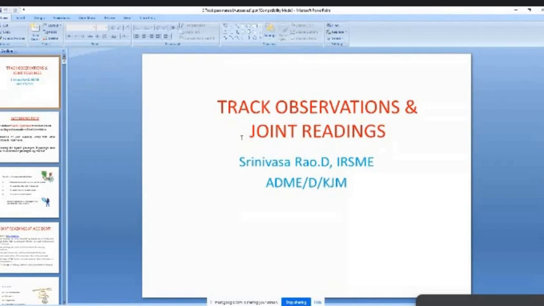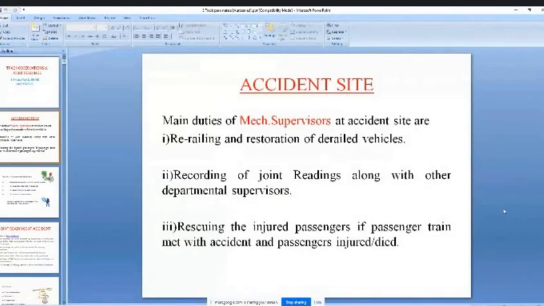Right. Now the topic is track observations and joint readings. This also I cannot complete fully, but I will try to complete some of the important things as quickly as possible. When you go to the accident site, our mechanical supervisors will go. Then other supervisors like track supervisors, that is SSE permanent way or JE permanent way, will come. Then neutral persons like TIs, traffic inspectors, will come. And sometimes S&T staff, S&T JE, SSEs also will come. Even other persons also will come to the accident site.